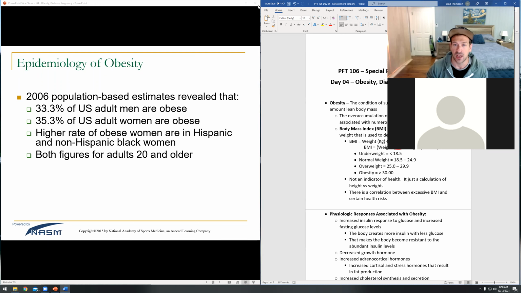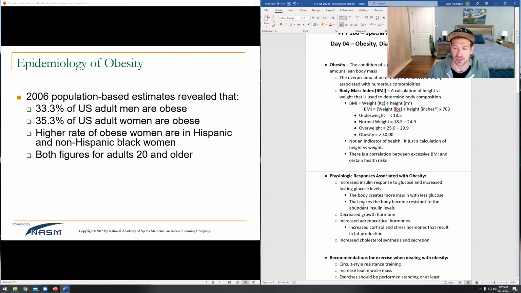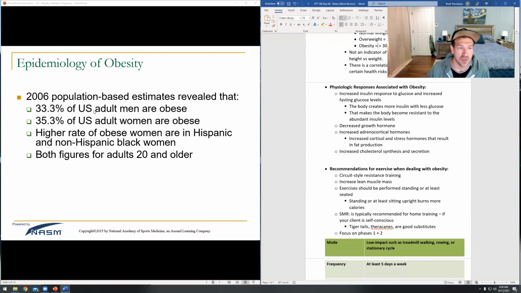Does having an excessive BMI, whether overweight or obese, mean that you are at risk for developing a disease or a comorbidity? No, not really. It is just a correlation of your height versus your weight, and it's one of the things that we're going to look at. This is why doing a detailed assessment is so important, right? So not an indicator of health, just a calculation there.